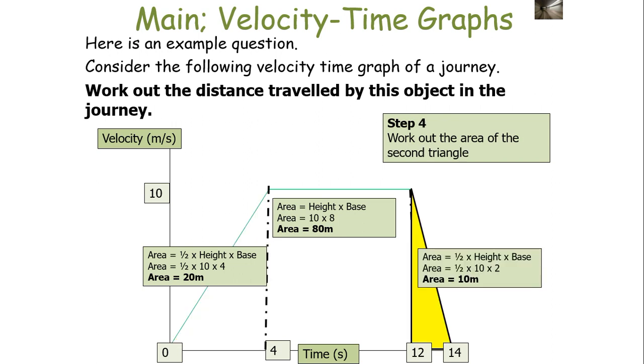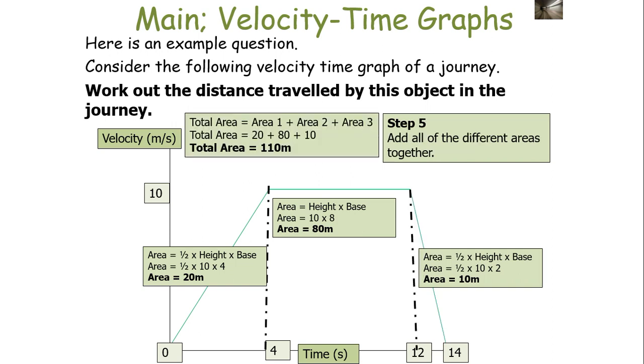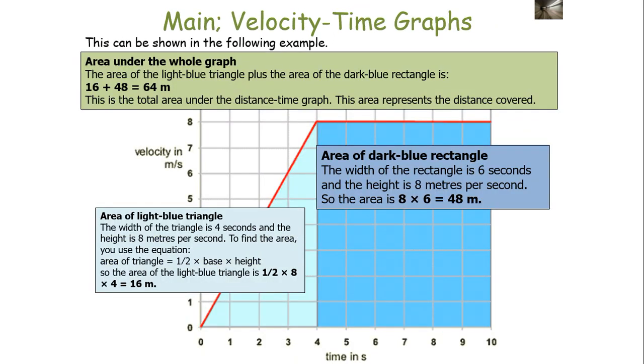You then work out the area of the second triangle, so a half times by height times by base. So it's a half times by the height, which is 10, times by the base, which is 14 minus 12, which is 2. So it's a half times by 10 times by 2, which is 10 meters. You then add up the three values together, 20 plus 80 plus 10, and you get your total area to be 110 meters. So again, this is another example of a question they could possibly ask you.